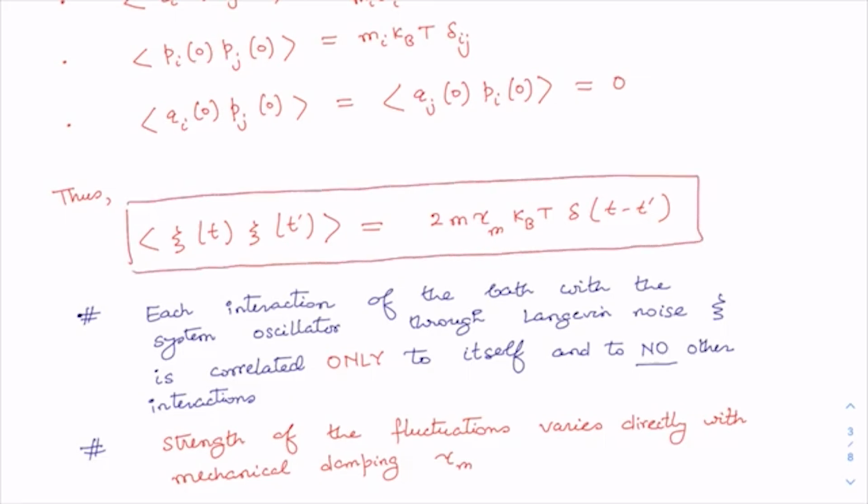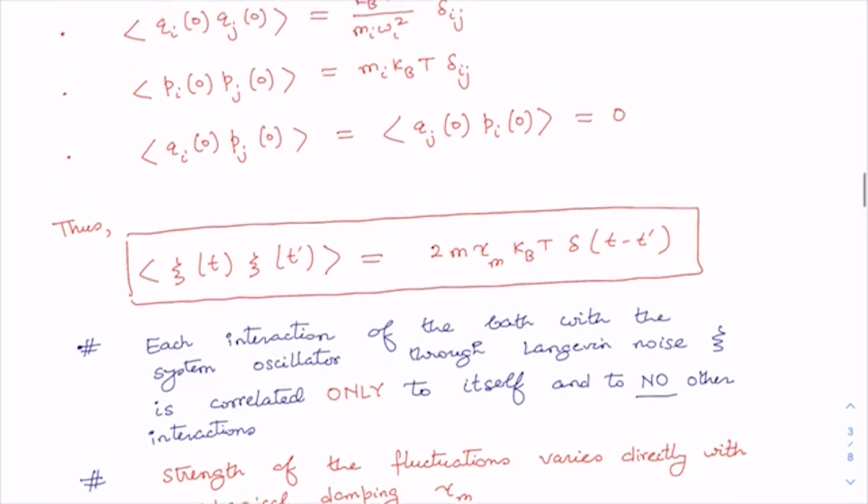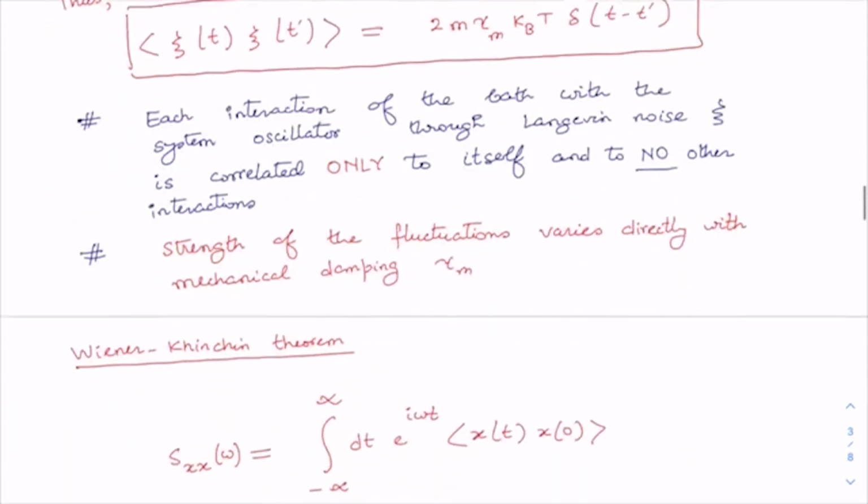It turns out that the second moment, or the autocorrelation function, for the Langevin noise is an expression like this. Physically it says that each interaction of the bath with the system oscillator via the Langevin noise is correlated only to itself and not to any other interaction, and also the strength of the fluctuation varies directly with the mechanical damping parameter gamma m, which is again related to the so-called fluctuation dissipation theorem.